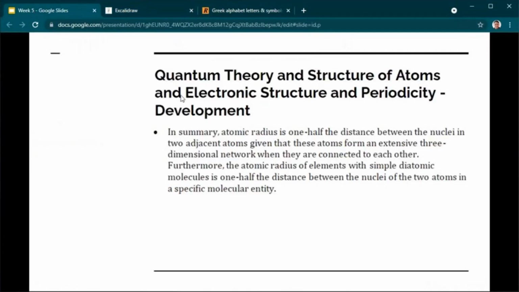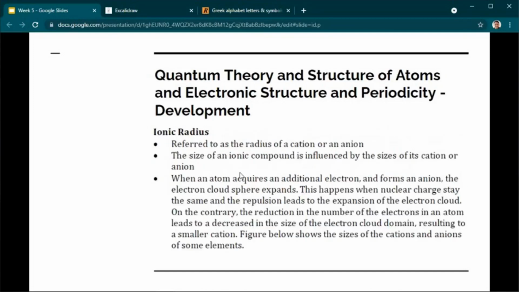If you're still wondering what this statement is about, given that these atoms form an extensive three-dimensional network. Furthermore, the atomic radius of elements with simple diatomic molecules is one half the distance between the nuclei of the two atoms. Okay, good one.